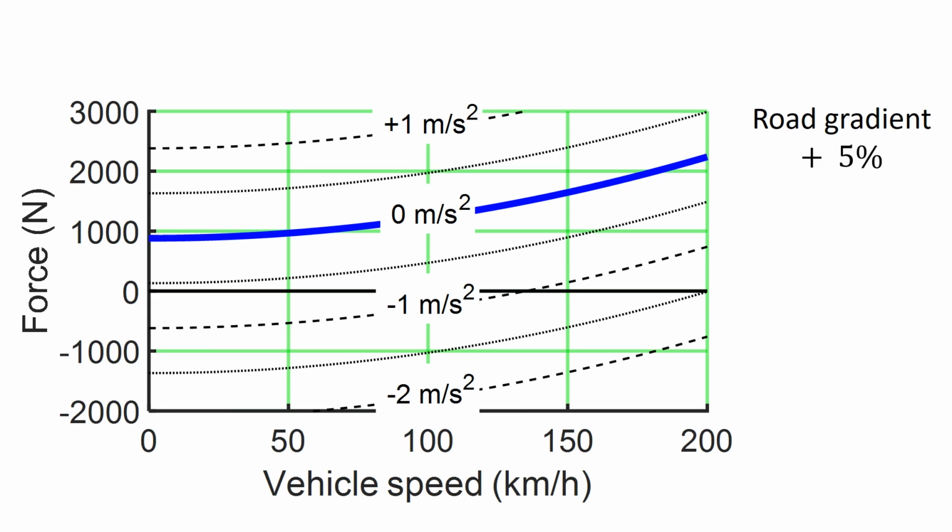Here you can see curves along which the acceleration is constant. They represent different acceleration values from minus 2 to plus 1 meter per second square in steps of 0.5. And the traction force on the running resistance curve corresponds to 0 acceleration. For example, we can show all the operating points for which the acceleration is plus 0.5 meters per second square.